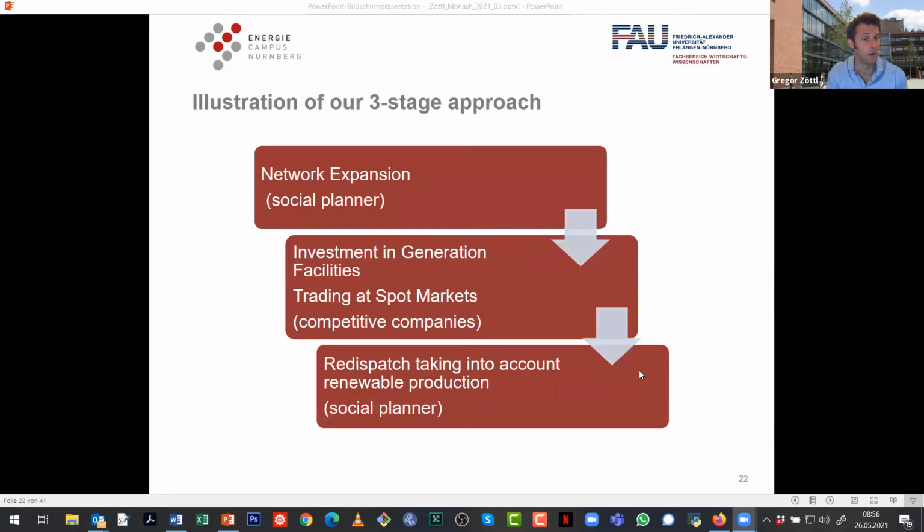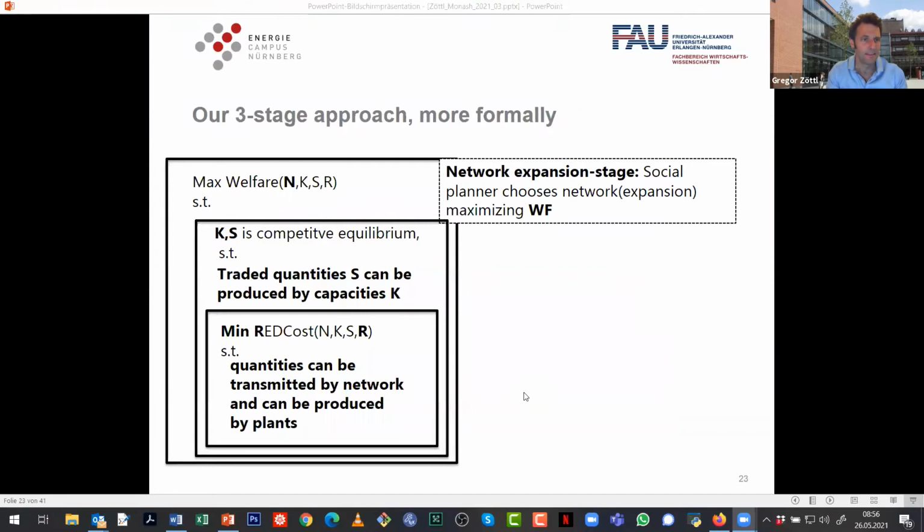And now we come to a graphical illustration of our three-level model. On the upper level, we have a social planner who determines network expansion. Then we have the generation investment by firms and the trading at the spot market. And finally, there is again the social planner deciding on the redispatch. So this would be the scheme of the coupled optimization problems.